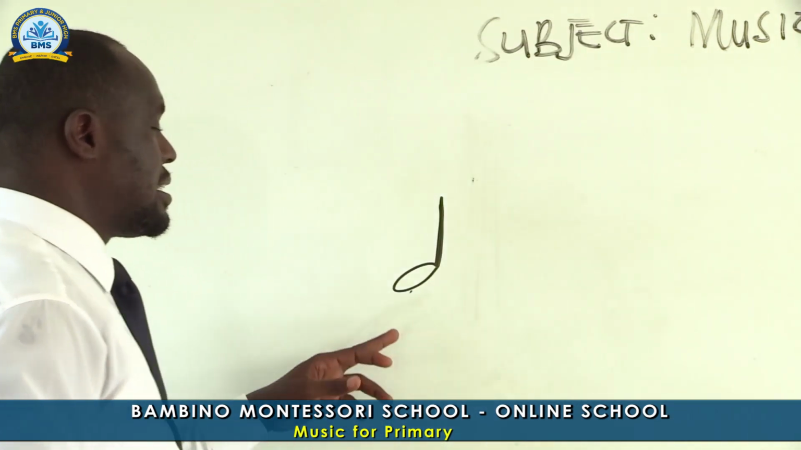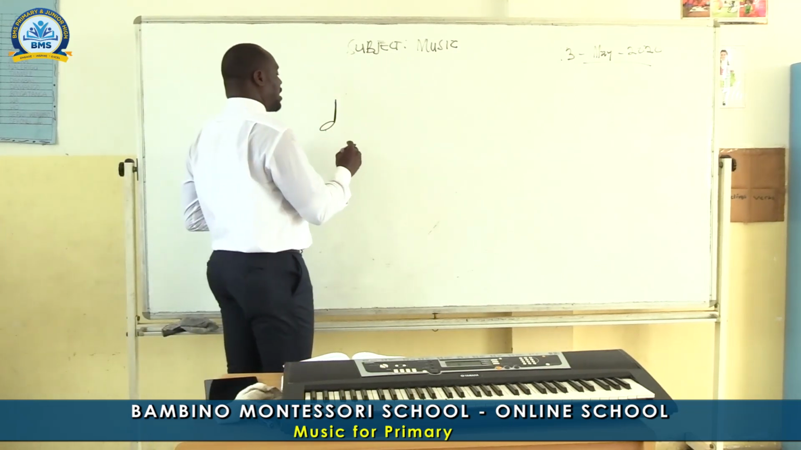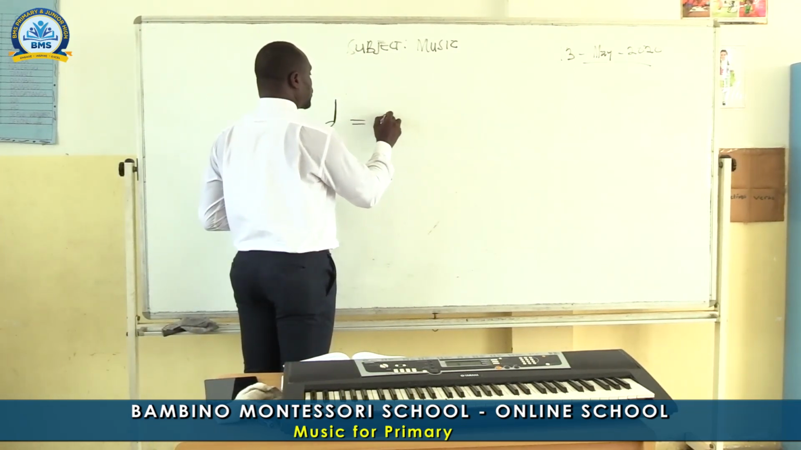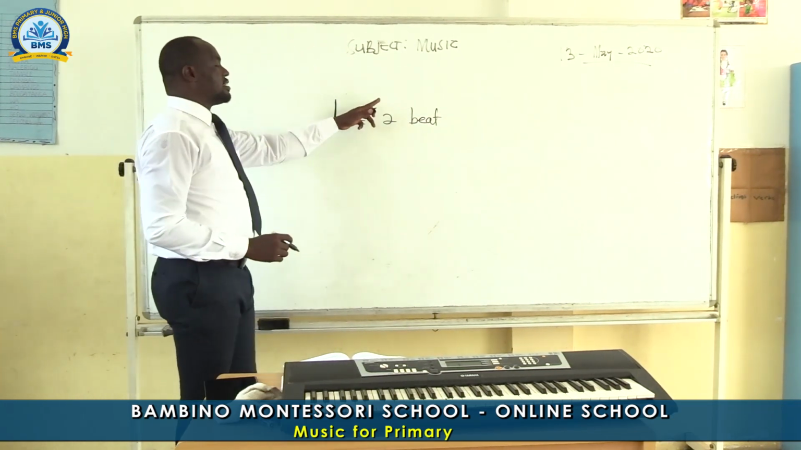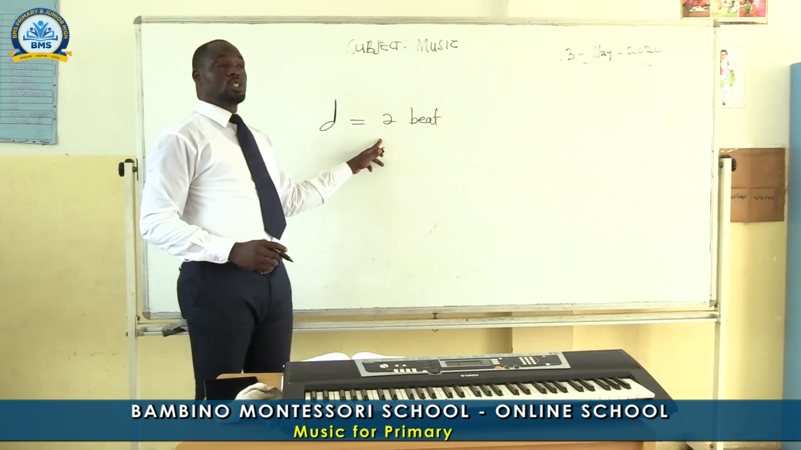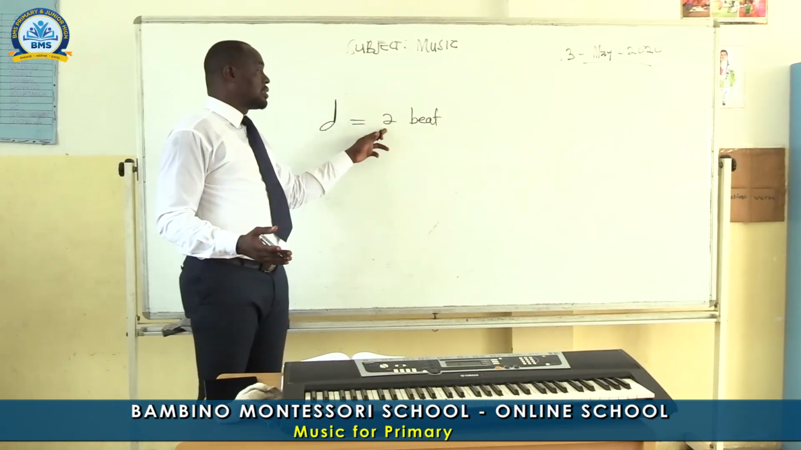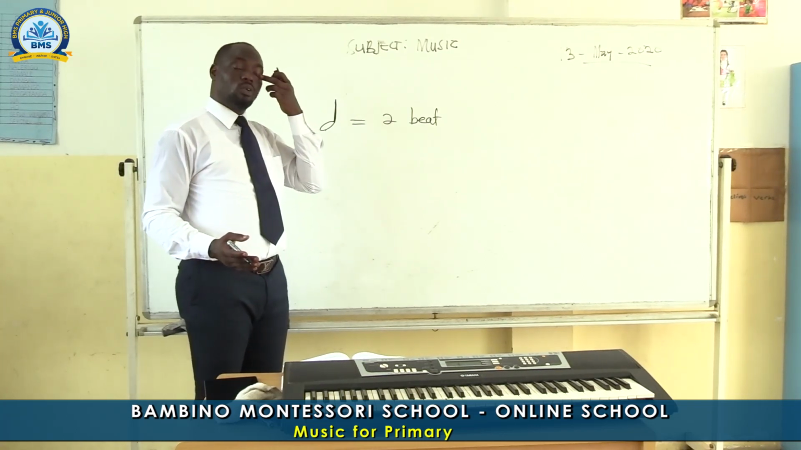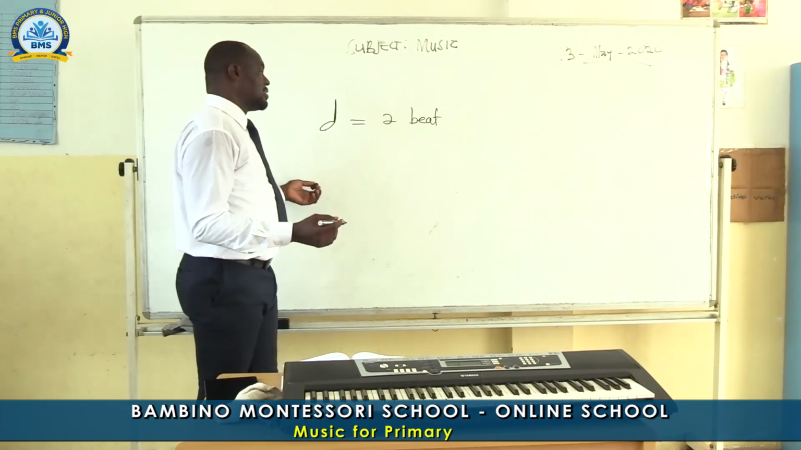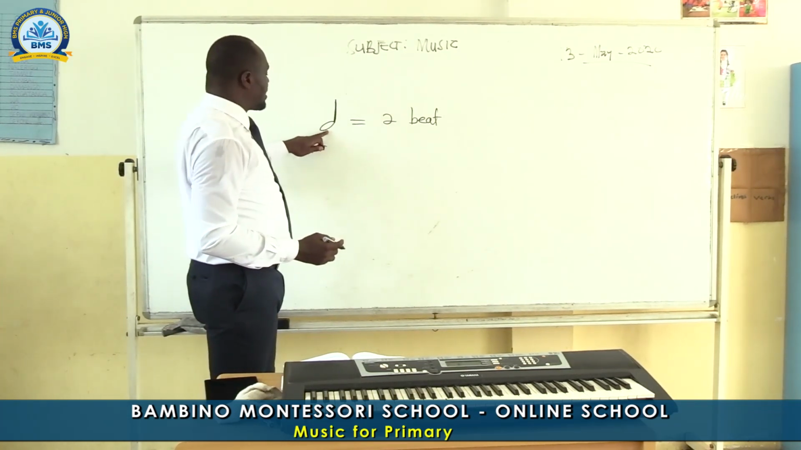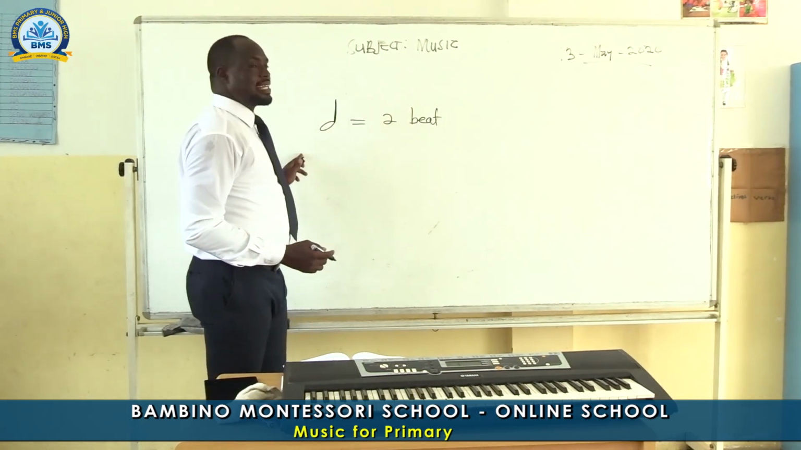For example, this is a half note. The value of the half note is equal to 2 beats. So when we divide 2 by 2, it will be 1. That's the answer. And so it's telling you to lengthen this note by half of the beat again.